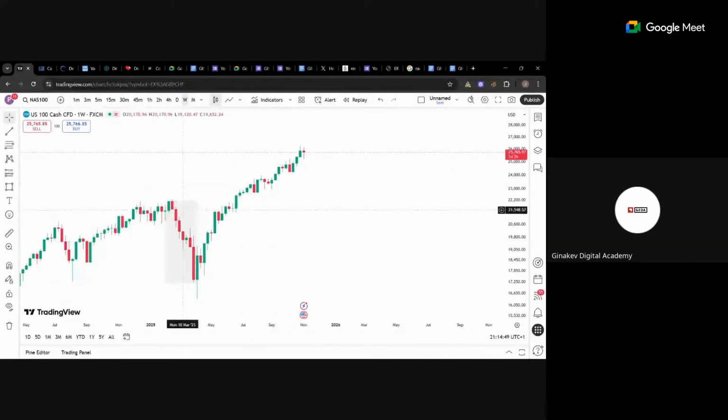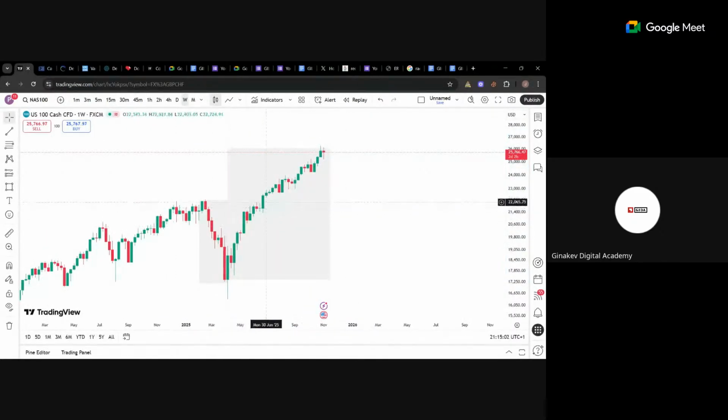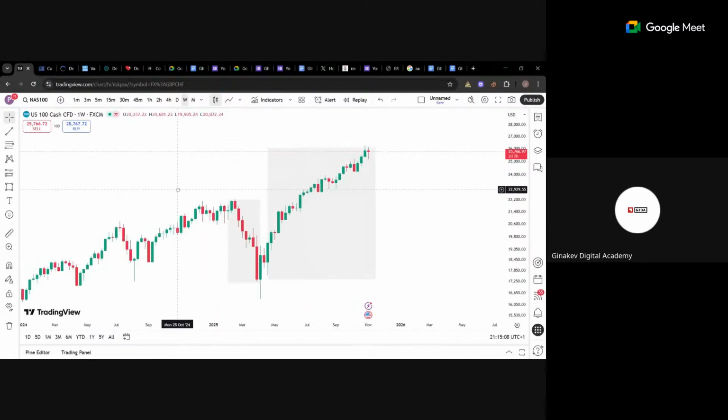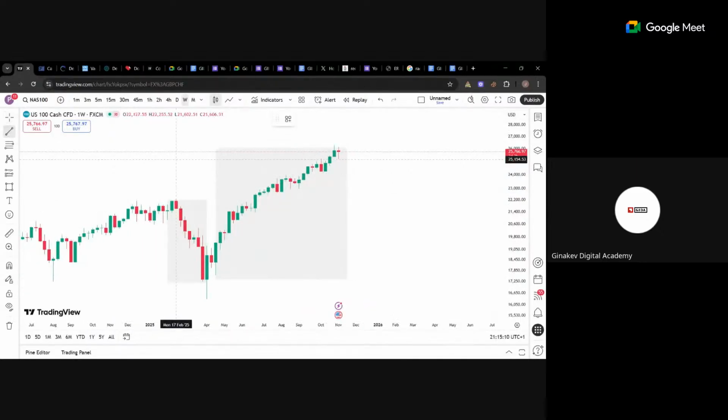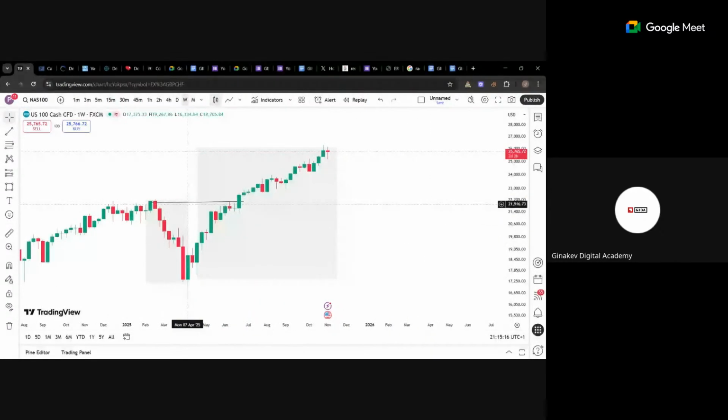So this was the seller structure, like we said the last class. And this here will be your buyer structure. Up to here. So you can see that this is your buyers bar. They were able to break the seller structure at some point, at this point, right? They were able to break this seller structure at this point.